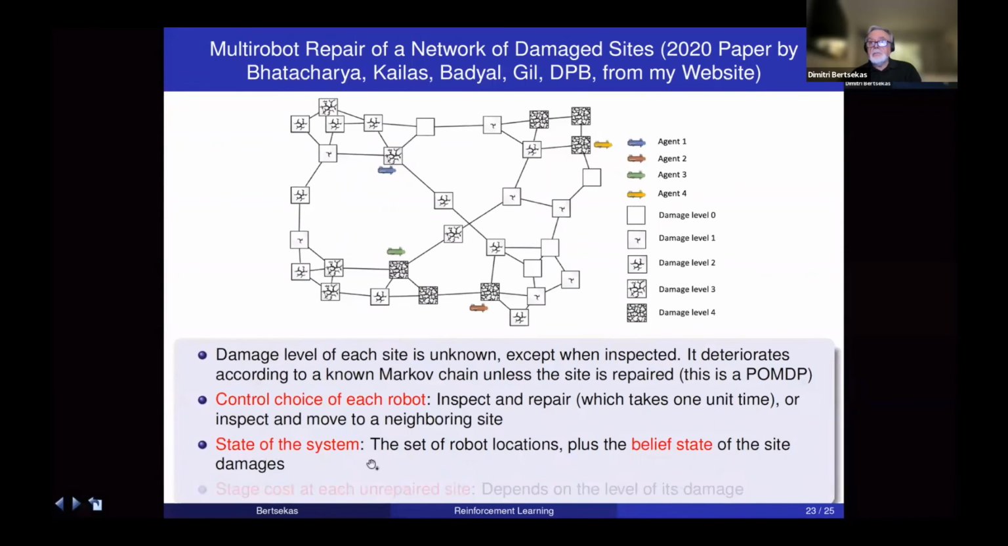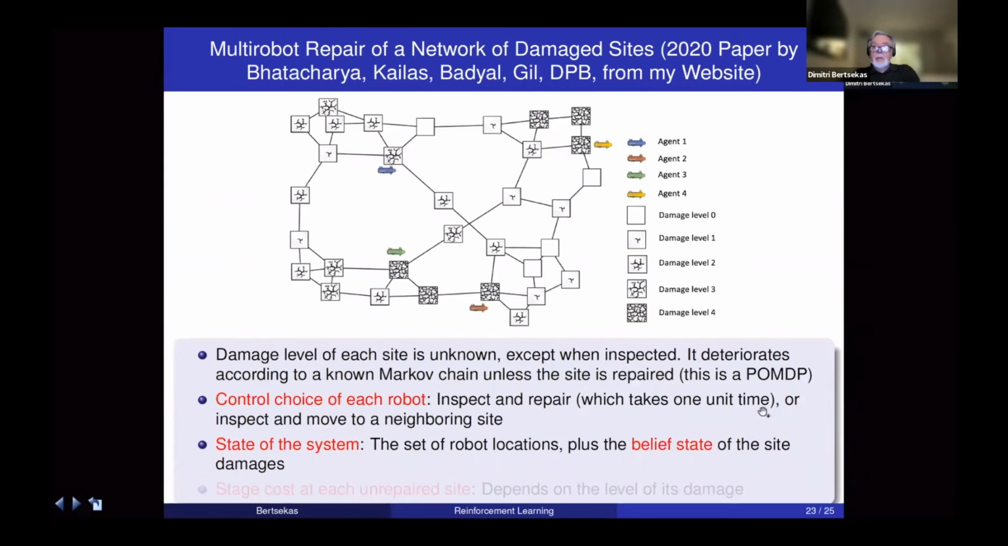So we have a POMDP. The belief state evolves according to a known process, because we assume there's a known Markov chain describing how the damage levels progress probabilistically. And the control choice of each robot, given that it is at a certain location, is either to inspect and, if it's damaged, repair, or to inspect and move to a neighboring site.